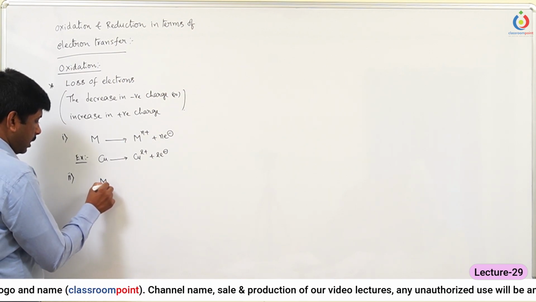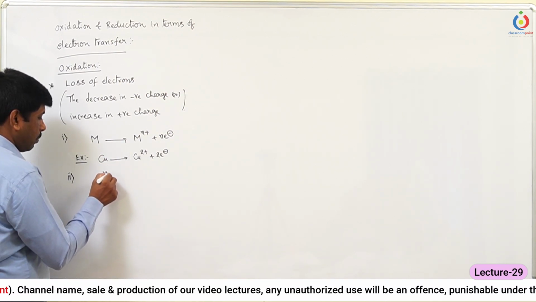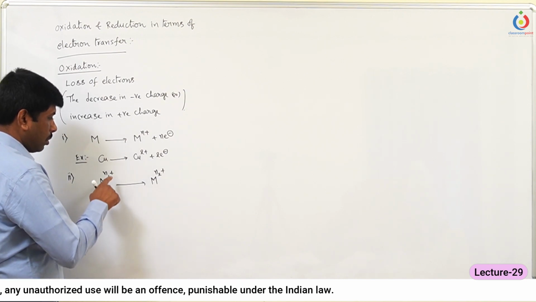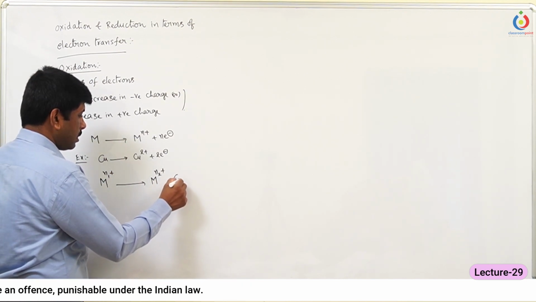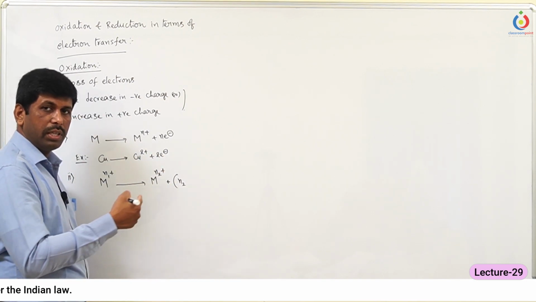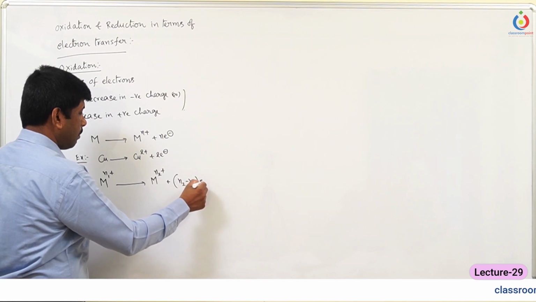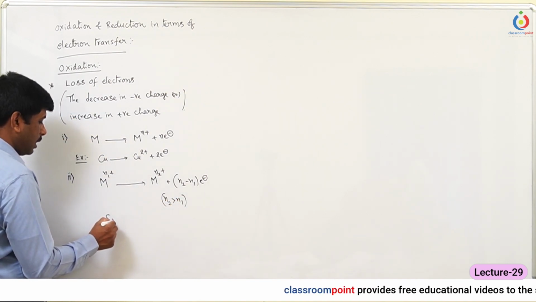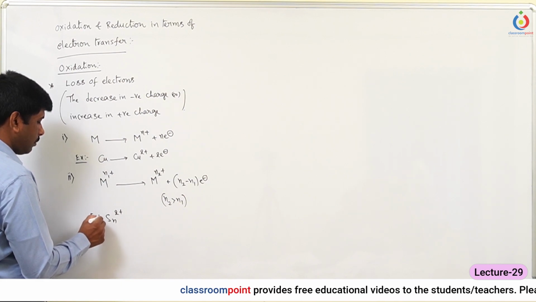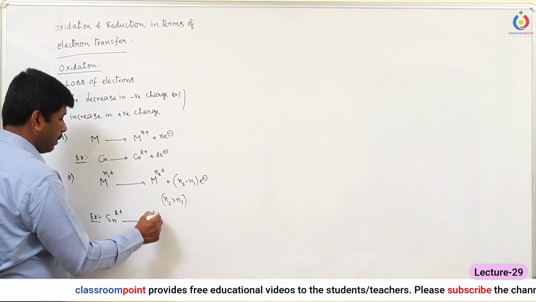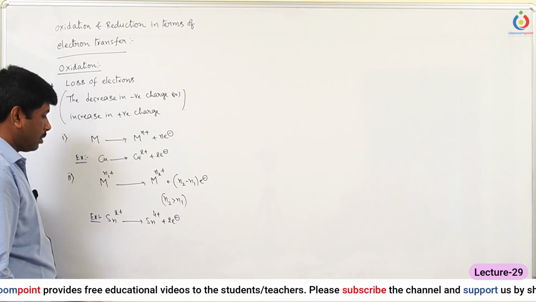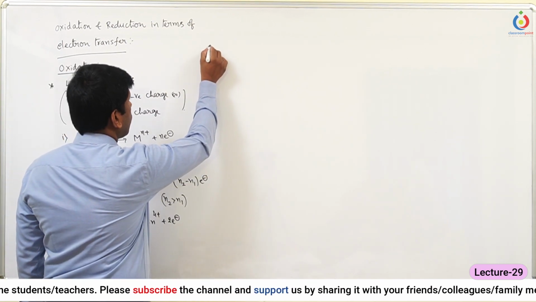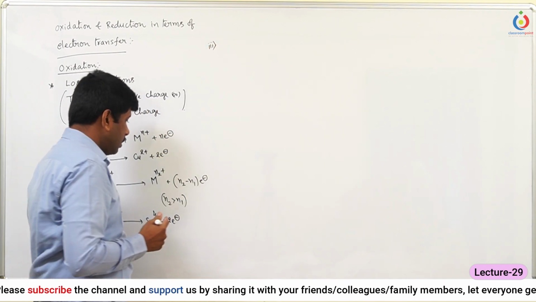Next, if you take different cations, M^n1+ gives M^n2+. How many electrons are lost? N2 is always the higher value in the oxidation process, so n2 minus n1 electrons are lost. Here n2 is greater than n1. Let us take an example: Sn2+ is converted into Sn4+ by losing 2 electrons. This is the higher value, this is the lower value, loss of electrons, so that is called oxidation. This is for the cations.